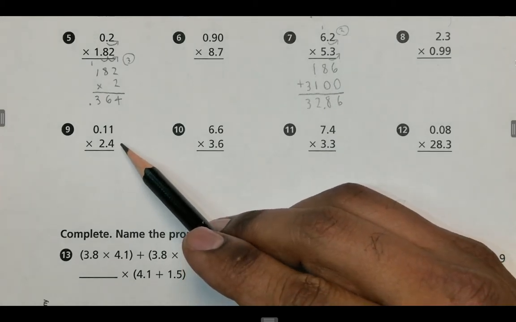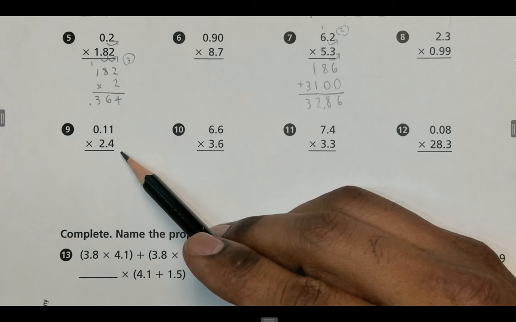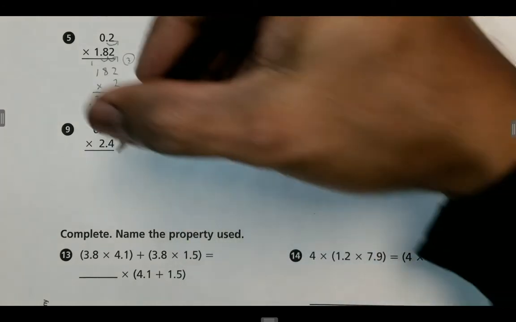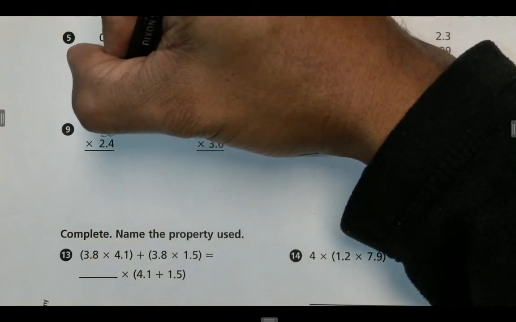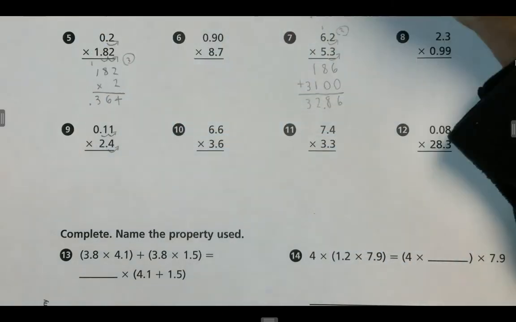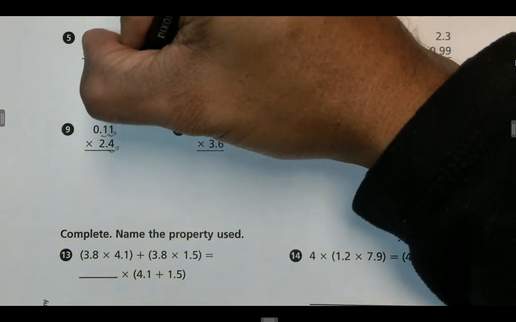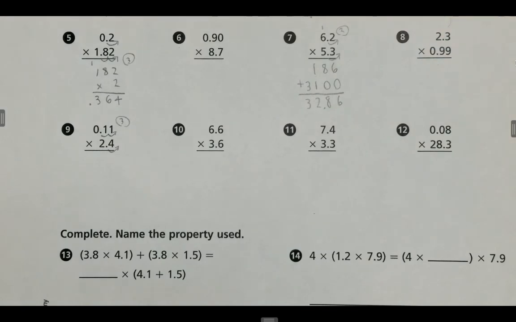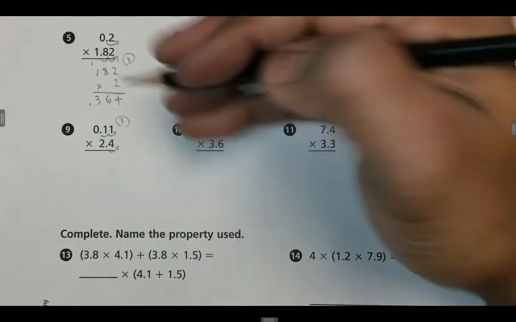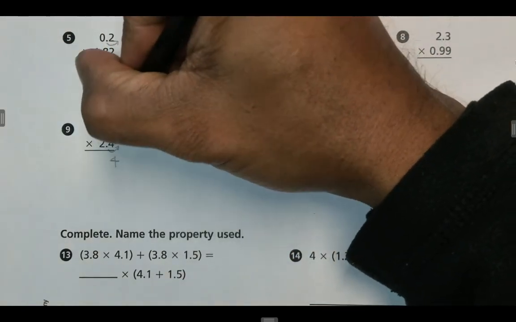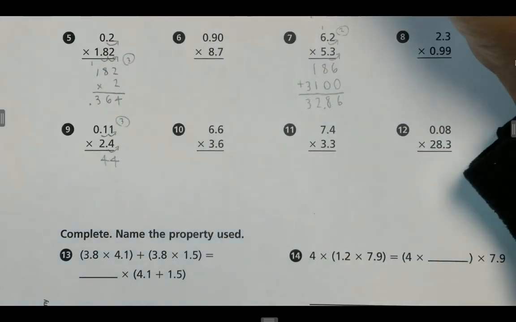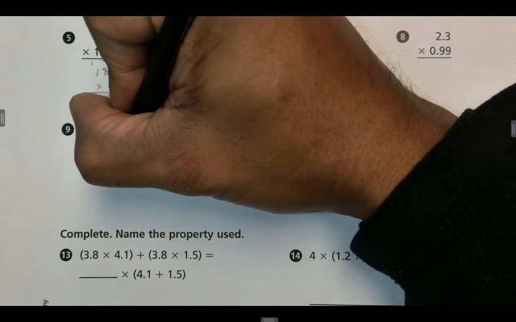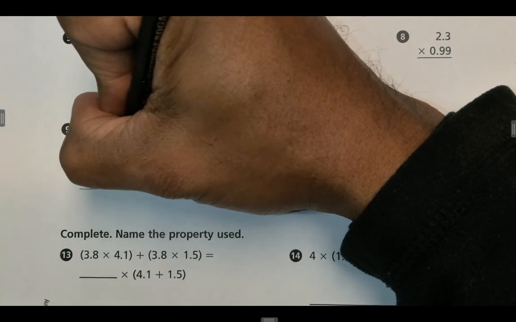Number 9, 1100ths multiplied by 2 4/10. Clear out my decimal point. Whoop, whoop, whoop. 3 pushes all together. First row, 4 times 1 is 4. 4 times 1 is 4. Second row, put the 0 placeholder down.